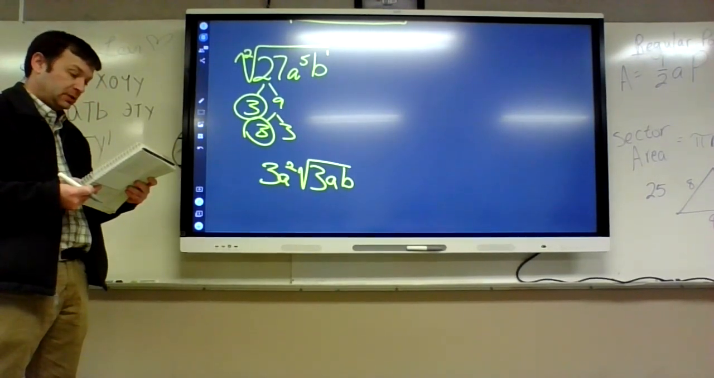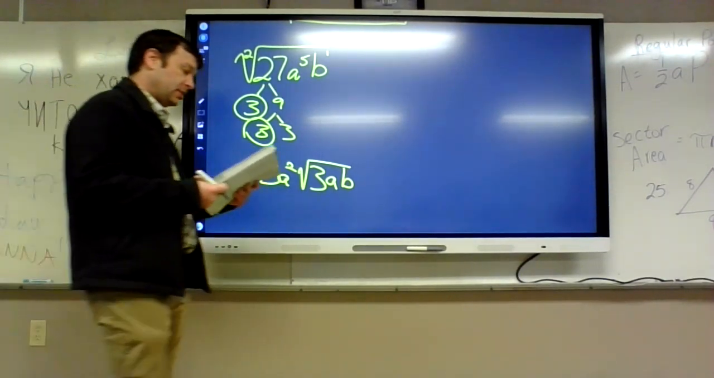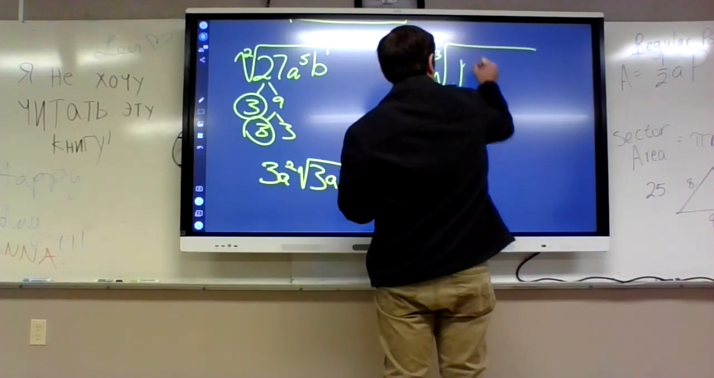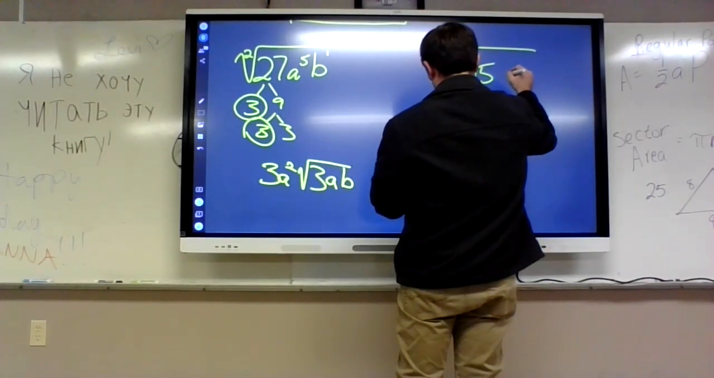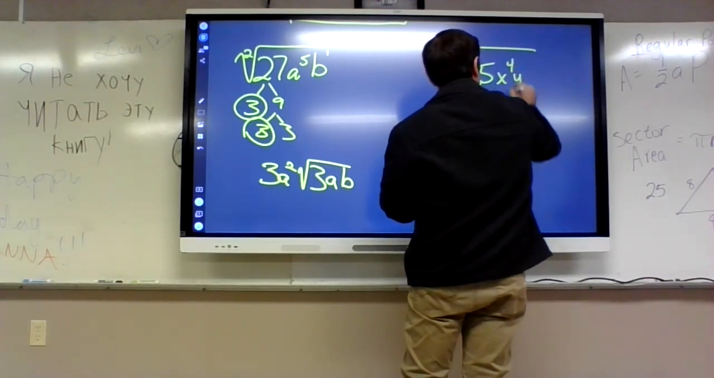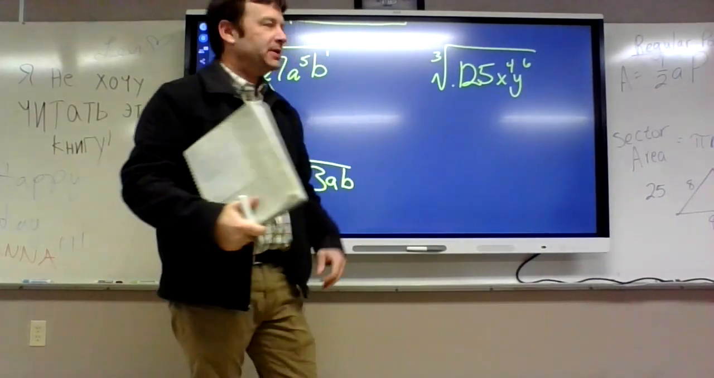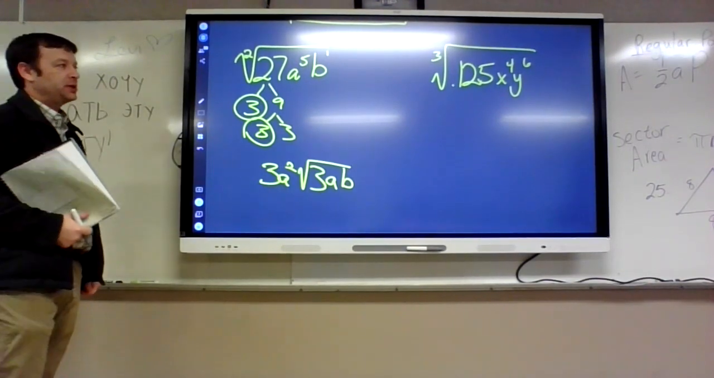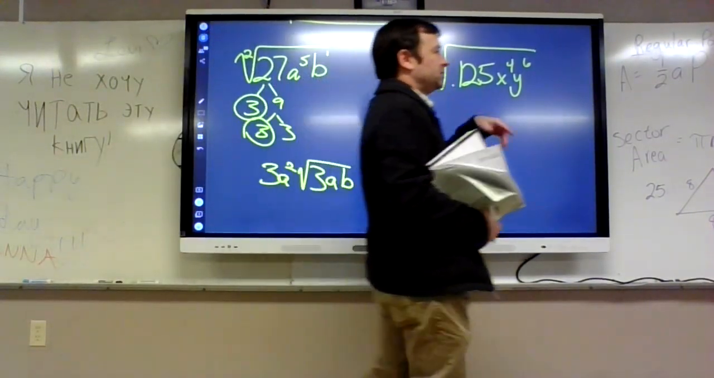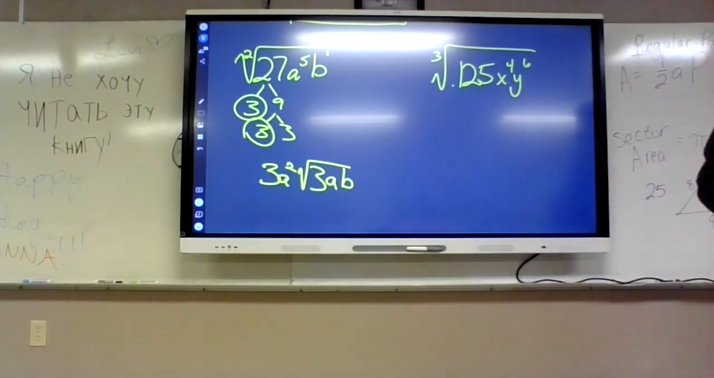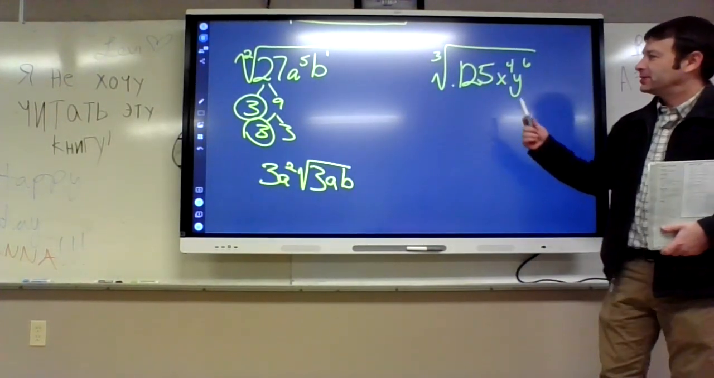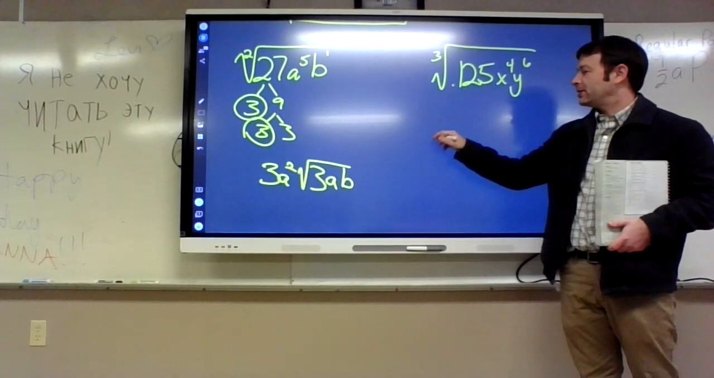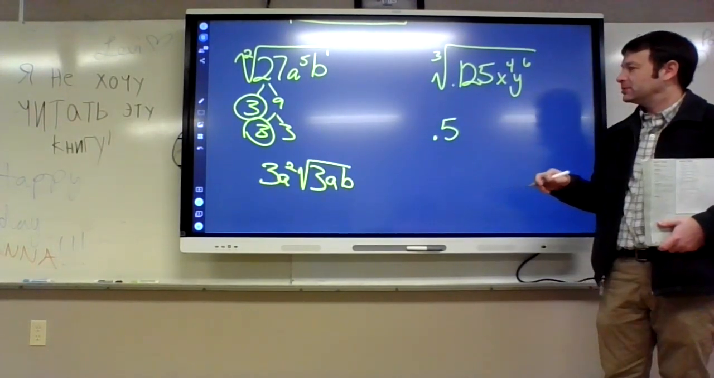Where was the place? Number 9. Cube root of 0.125x^4y^6. Well, if they give you a decimal number, that probably means it actually has a cube root, like it'll work out perfectly. Does anybody know what times what times what equals 125? 5. So guess what times what times what equals 0.125? 0.5. So the number comes out as just 0.5.